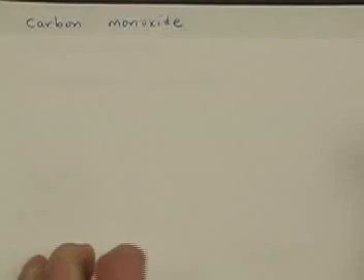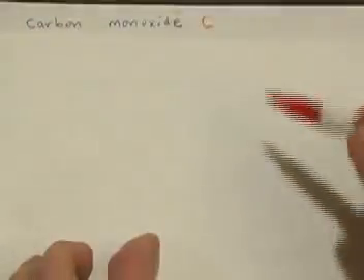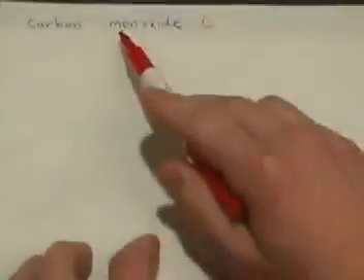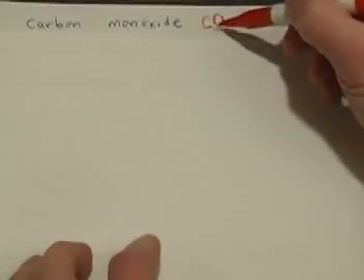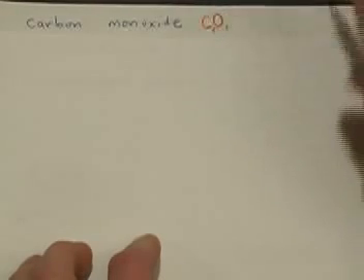Carbon monoxide. The first element doesn't have a mono or any prefix in front of it, so we know there's just one. The second one has the prefix mono in it, so we know there's just one of them, and so we write carbon and oxygen. You could put a 1 down here and a 1 down here if you wanted, but remember, if there's no number written there, it's assumed there's one of them.